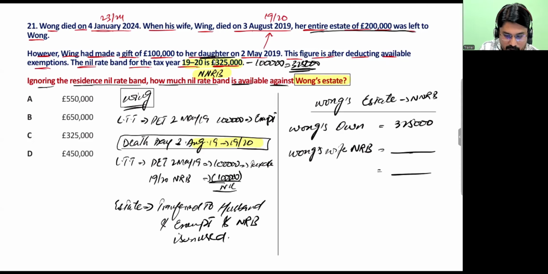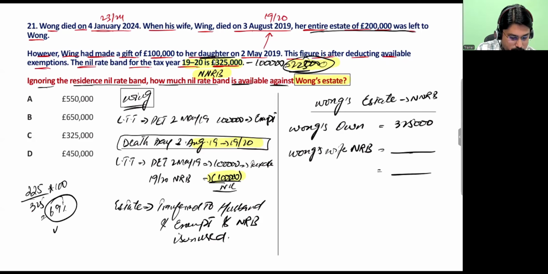For which nil rate band are we talking about? This 325,000, in fact 225,000. From 325,000, 100,000 is being covered when this asset became taxable at the time of death, and the remaining 225,000 nil rate band is available, right? And if we convert this amount to a percentage, 225,000 divided by 325,000 times 100, that's giving us an unused percentage.